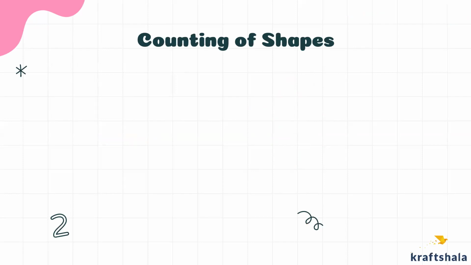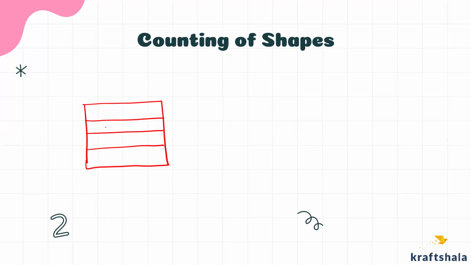Now the next topic is counting of shapes. In counting of shapes, they ask two types of questions. One is counting of squares, and one is counting of triangles. Let's discuss counting of squares first. Counting of squares is very easy. There's a set pattern in that. Now let's say I have this kind of figure, and I have to count the number of squares.